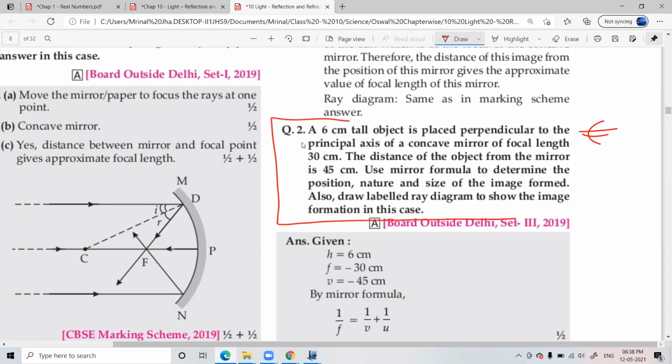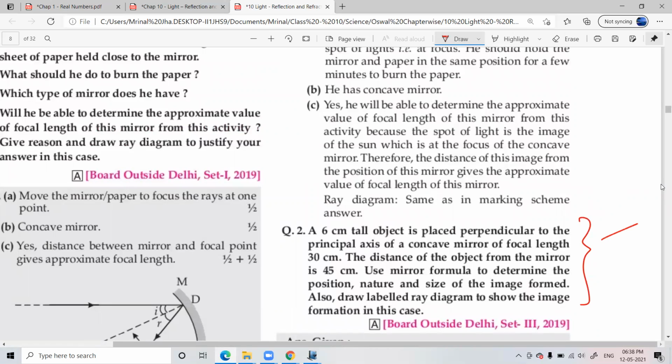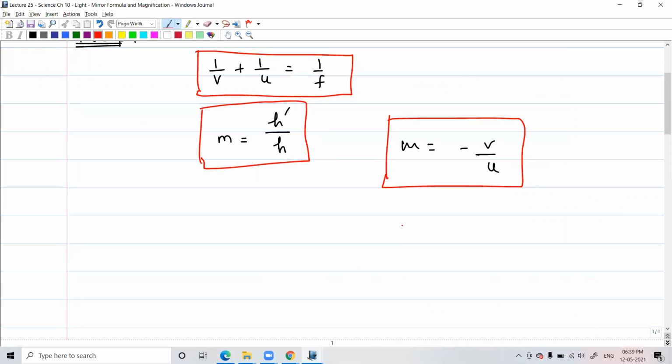Question number 2 here. All of you read through this question and try to understand. Don't look at what is given for now, try to do it on your own. A 6 centimeter tall object is placed perpendicular to the principal axis of a concave mirror. So very nicely they gave you it is a concave mirror. The moment you see that, go to your notes and draw the concave mirror.